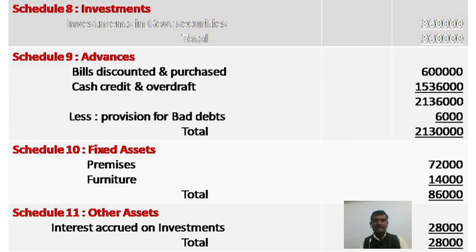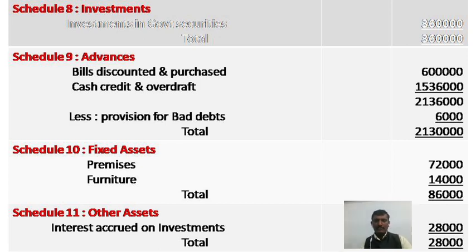Then advances have two important items in the trial balance. One is bills discounted and purchased, and another is cash credit and overdraft. Bills discounted and purchased are rupees 6 lakh, while cash credit and overdraft amount to rupees 15 lakh 36,000. And from these two advances we have to make an adjustment. There is one important adjustment, provision for bad debts, rupees 6,000. That is to be deducted from the advances, and the balance is taken to schedule number 9 under the balance sheet of banking company.